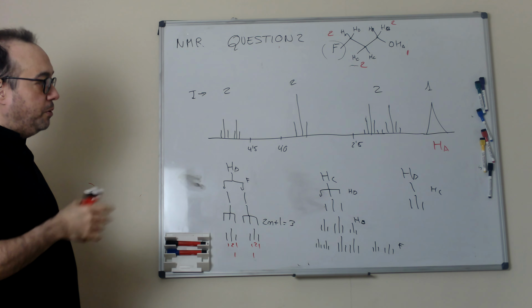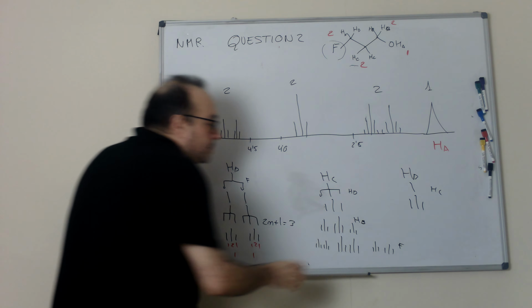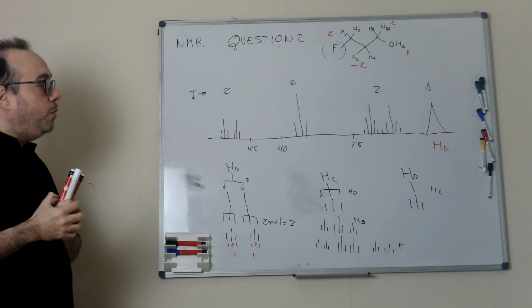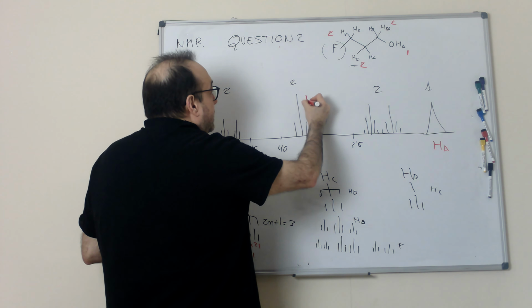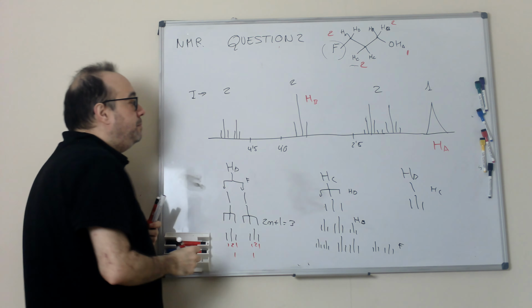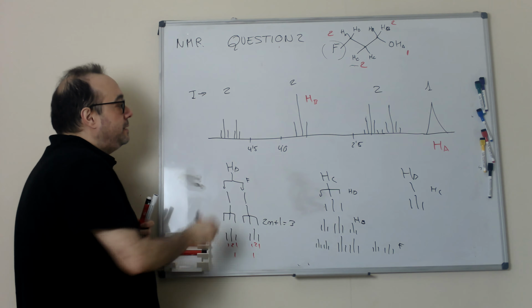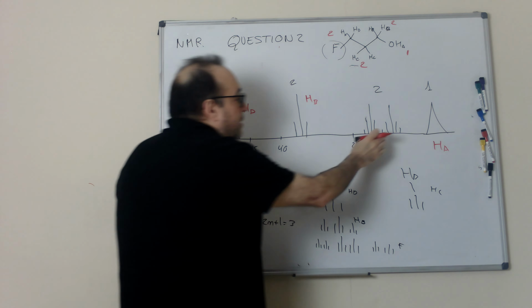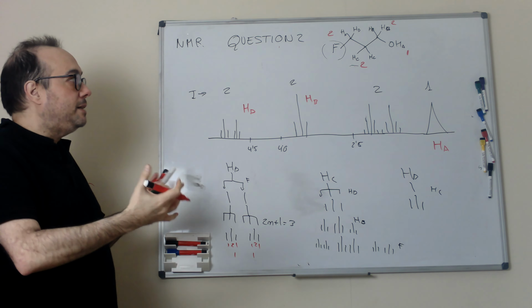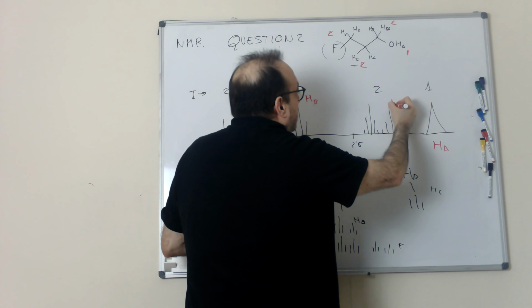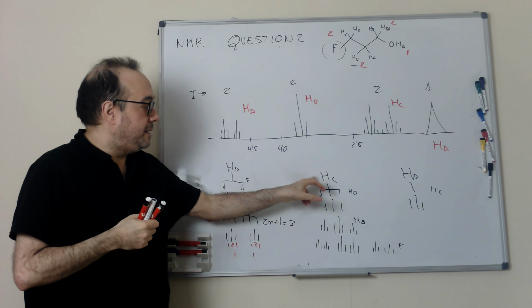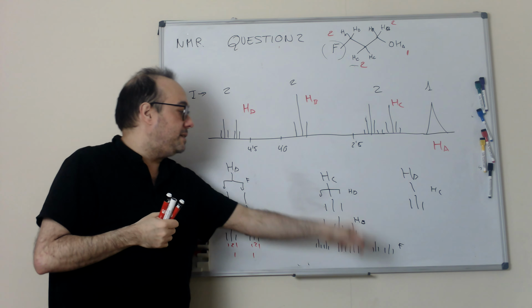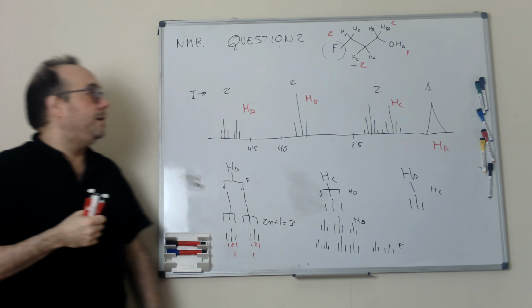Basically, with only this data, what I can assign is that this will be Hb, because it is a simple triplet. This, which is a doublet of triplets, will be Hd, and this signal that looks like a multiplet will be Hc. The most complex signal will be Hc, which corresponds to the coupling of Hc with Hd, Hc with Hb, and Hc with the fluorine.